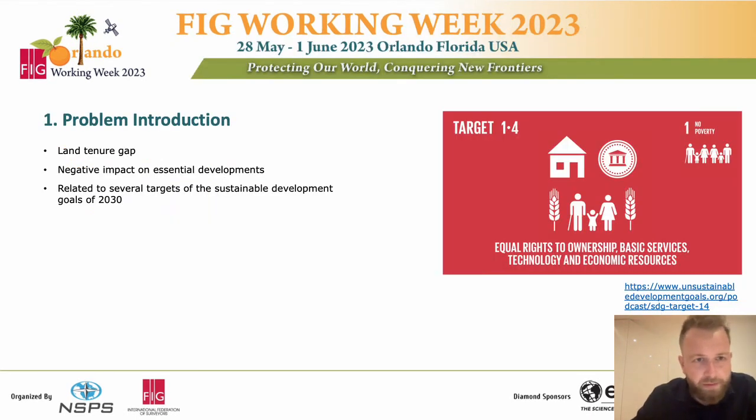Shortly about the problem that I'm investigating. This will be familiar for you, I think. It's about the land tenure gap. So approximately 70 to 75% of the people in the world do not have access to a legal land administration system. And that has all kinds of negative impact on tenure security, agricultural productivity, and sustainable developments. And therefore, it's also related to several targets of the Sustainable Development Goals of 2030.